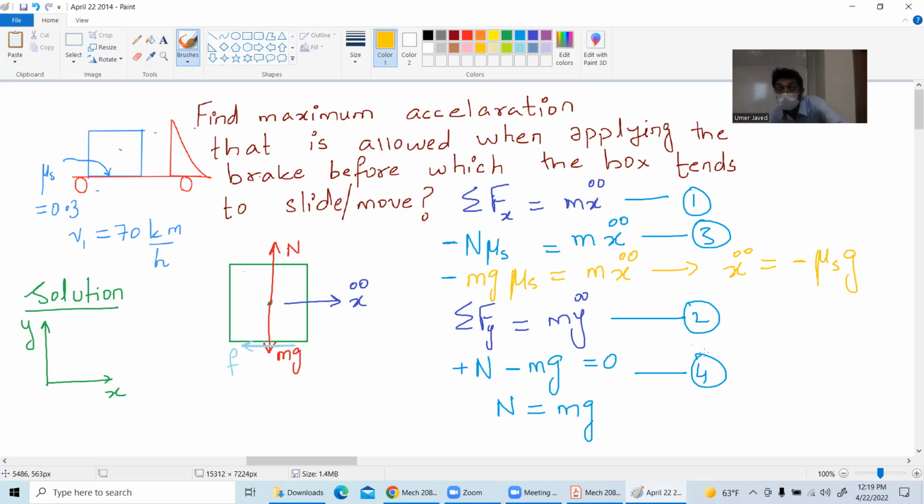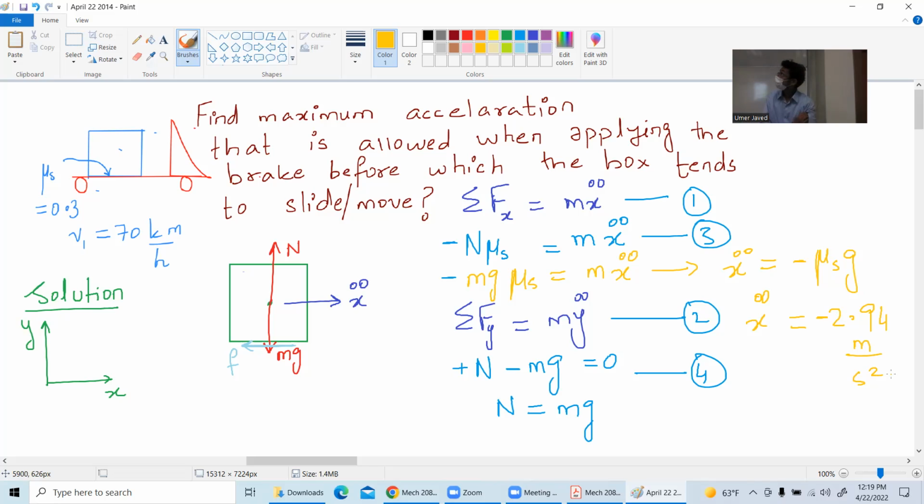Okay, so x double dot comes out to be minus 2.94. Our student has given us the answer. Very good. So therefore, the box will move like this, but it will be decelerating towards the positive x direction, right? So x double dot negative 2.94 means that the person who is driving a truck, if he puts the foot on the brake and gives a deceleration of 2.94, the box will move.